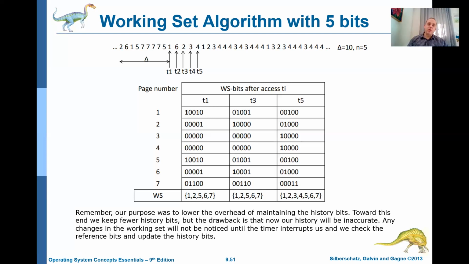Well, this is a simple example. Imagine instead of being 10, my interval was 1,000,000. Then I'd have to have 1,000,000 bits. Now let's say that instead of 1,000,000 bits, we're only going to have 5 bits. That means we're going to check every 1/5 of a million time.